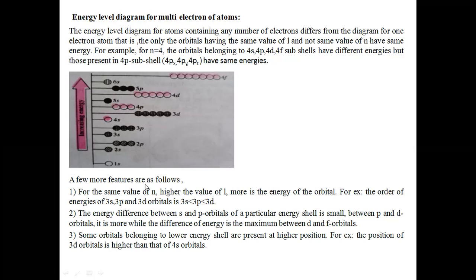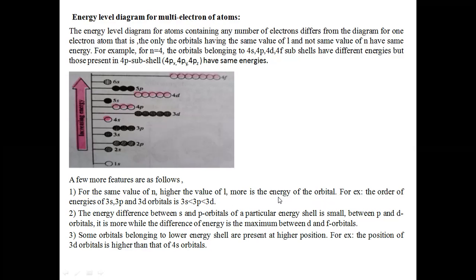A few more features related to this energy level diagram are given below. See the points. The first point is, for the same value of n, the higher the value of l, the more is the energy of the orbital. That is, if the principal quantum number n has the same value, the higher the value of l, the more energy it will have.